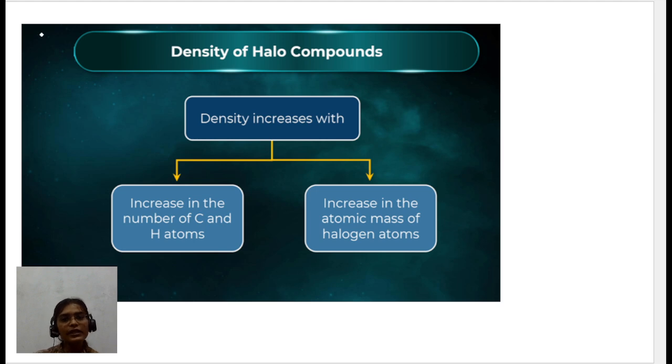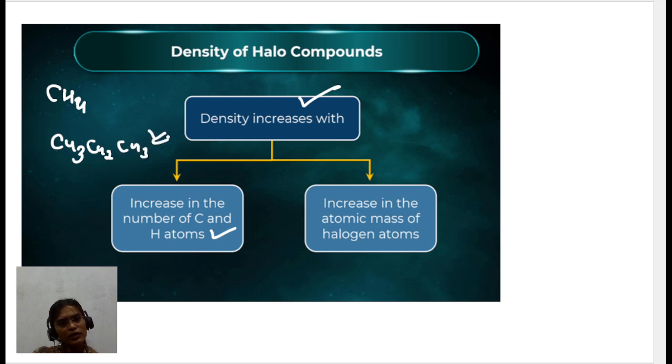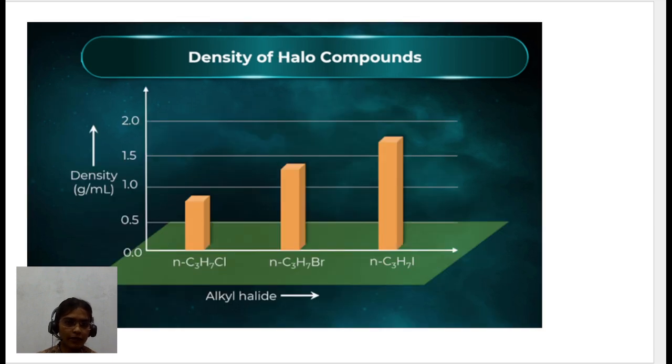So how about the density? We know density depends upon two points: density increases with increase in carbon and hydrogen. Obviously, let's suppose this is my CH4 methane, and this is my CH3, CH2, and CH3. So obviously the more the number of carbons, the more the density. And the same here, with increase in the atomic mass. So two points play a very important role, the number of carbons and the halogen as well. Let's see the comparison between them.